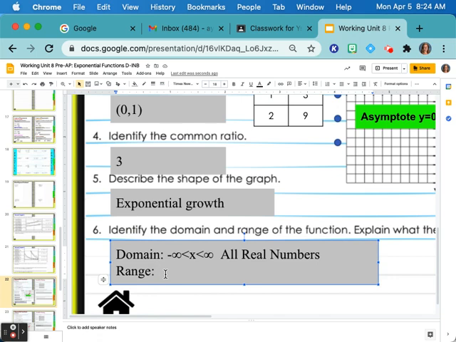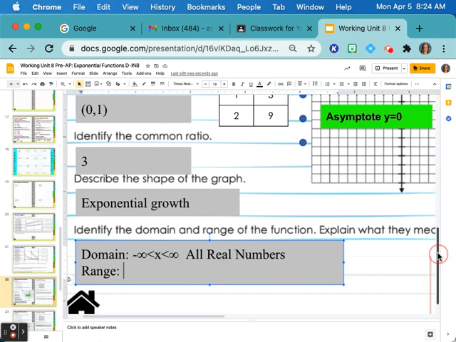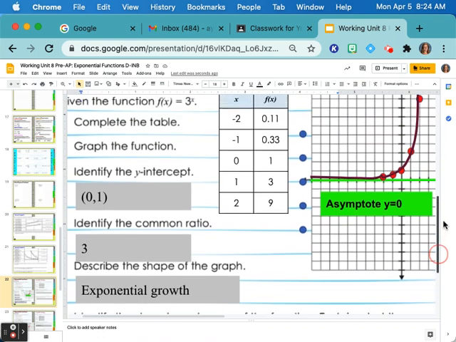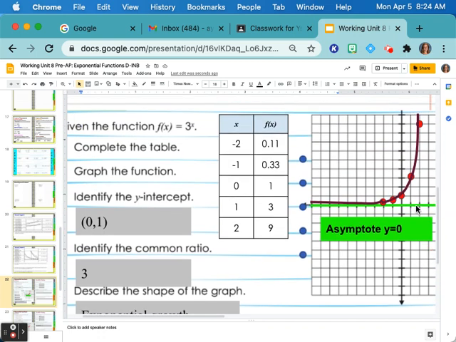And then the range is the y's. How are the y values going to be represented? 0 to infinity. So how can we represent that without saying 0 to infinity? What are the y values going to be? Greater than infinity? Or greater than or equal to infinity? No, hold on. 0. Sorry, 0. Greater than 0 or greater than or equal to 0?